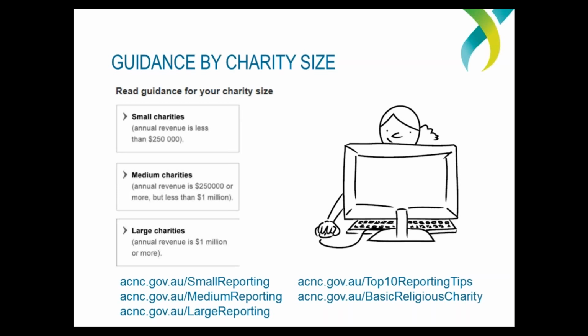Now, as you can see on the slide, we have some great guidance specific to each charity size, small, medium and large. You can visit, again, the ACNC site, acnc.gov.au/smallreporting or /mediumreporting or /largereporting, depending on the size of your charity for this information.